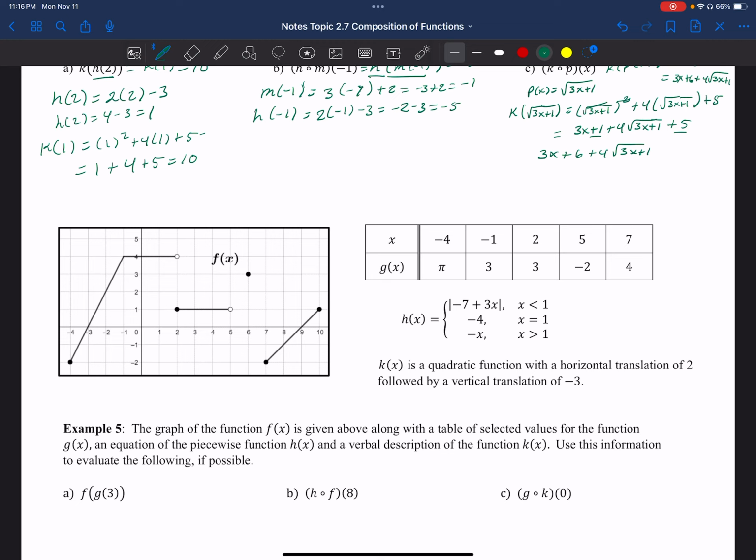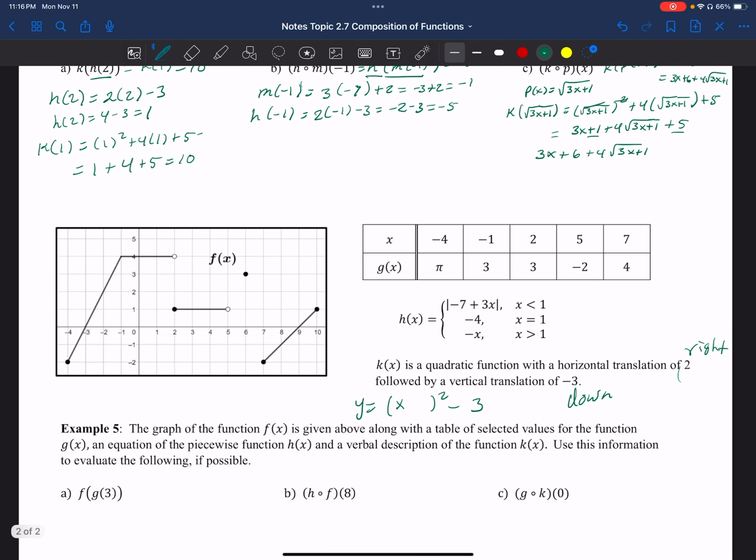Don't forget, if they give you a positive, that means it's moving to the right or up, depending on the situation. If they give you a negative, that means it's moving down or to the left. So I know this one will be a quadratic function. I'll start with x squared, and then I know it moved down 3, so I'm going to put -3 on the outside. And then I know I moved to the right 2 units, so I know I'm going to have a -2 inside. And then we can use that equation for k of x. I'll rename this if we need to evaluate anything dealing with k of x.